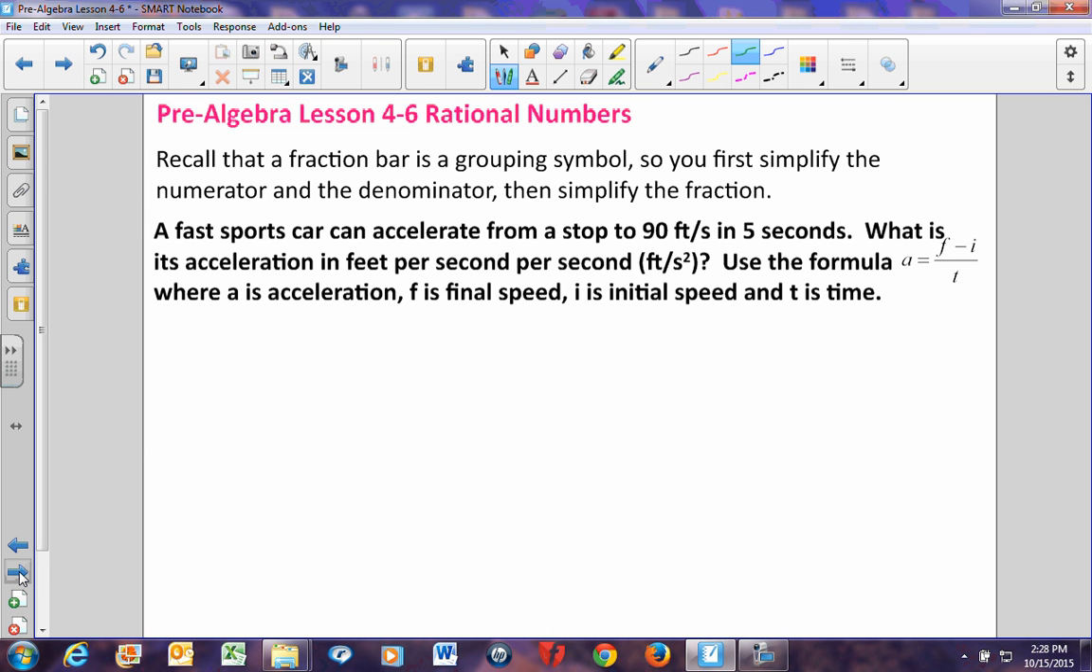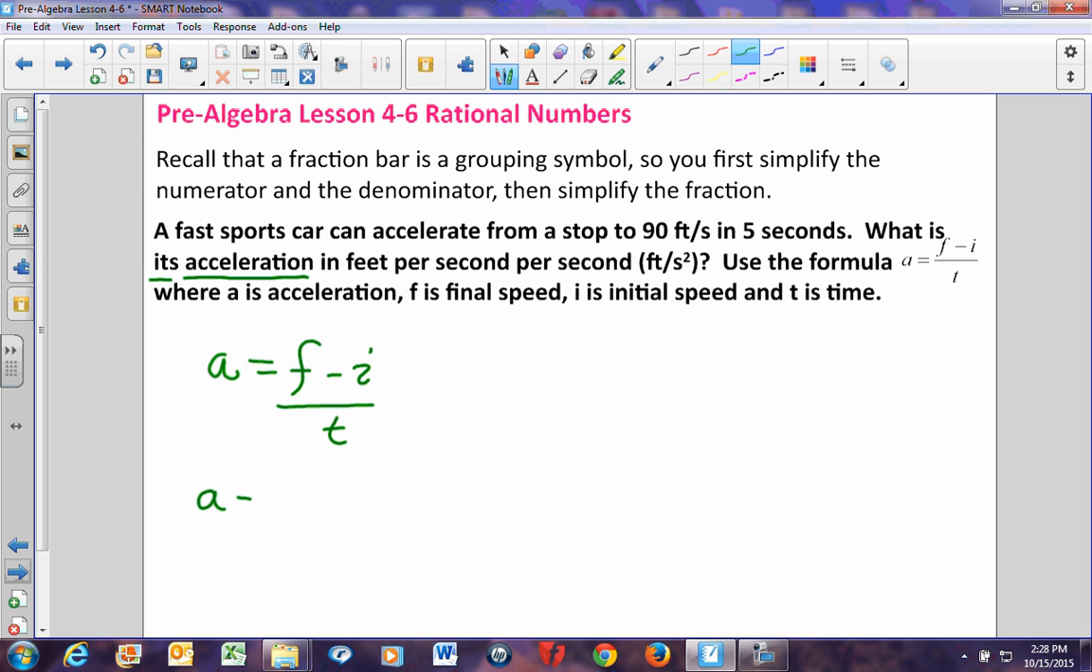And we're going to use the formula A equals F minus I, all divided by T, where A is acceleration, F is final speed, I is initial speed, and T is time. So we're using this formula. A is acceleration, and it asks, what is its acceleration? In other words, in this formula, we're going to plug in and solve for A.